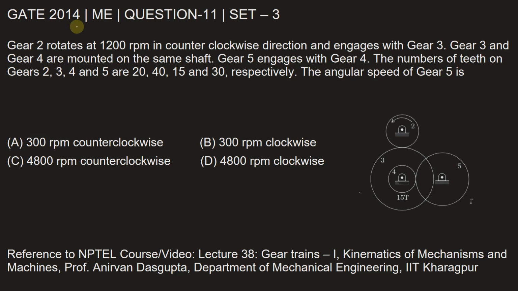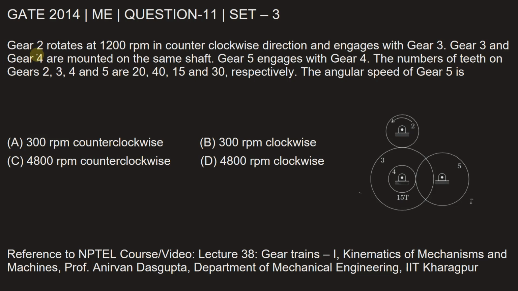This question is from GATE 2014, Mechanical Engineering Paper Set 3, question number 11. Gear 2 rotates at 1200 rpm (revolutions per minute) in counterclockwise direction and engages with gear 3.